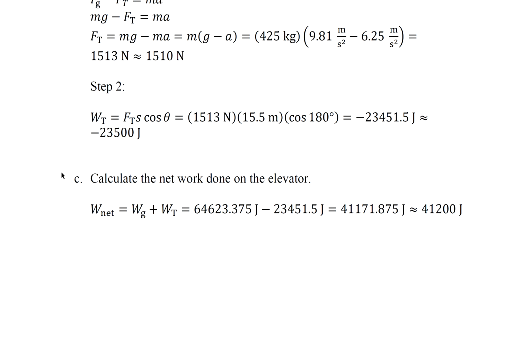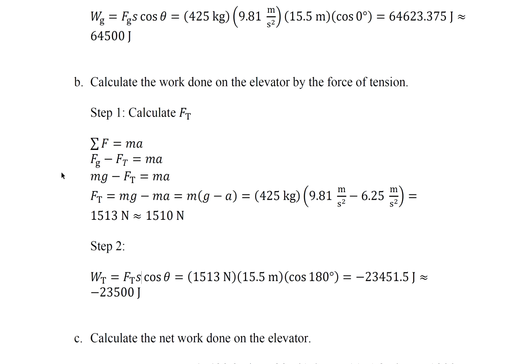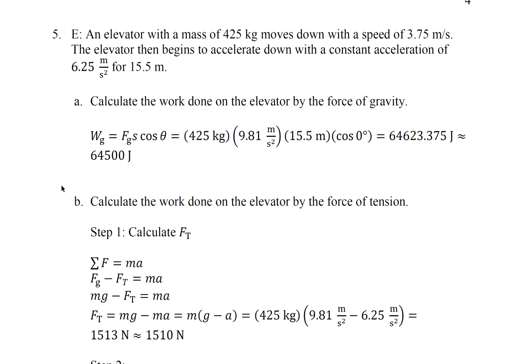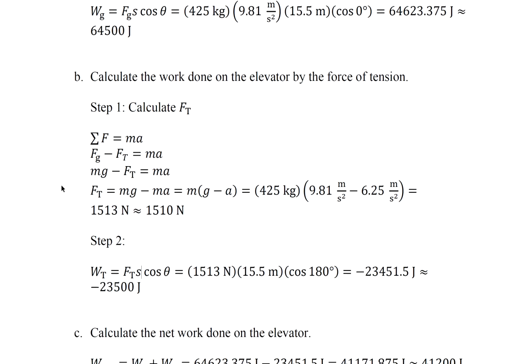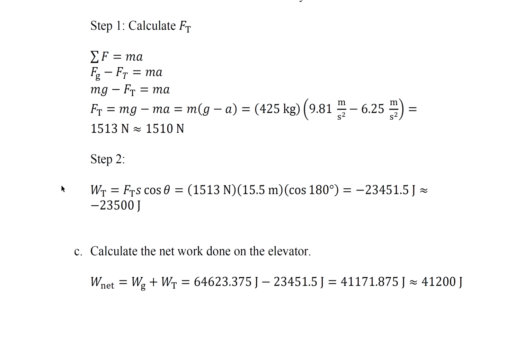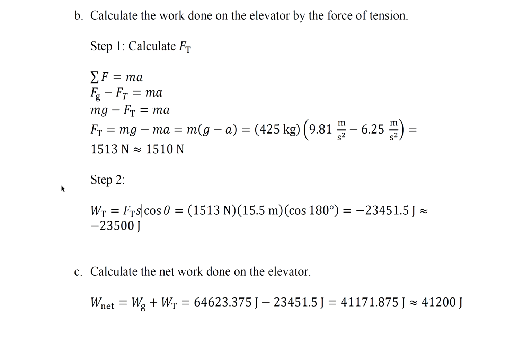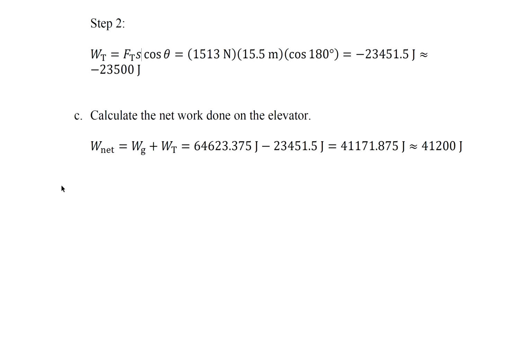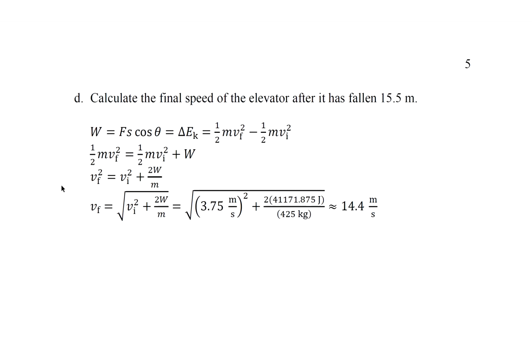Part C, calculate the net work done on the elevator. Well, that's just going to be part A subtracted by part B. Part D, calculate the final speed of the elevator after it has fallen 15.5 meters. So we're going to use the equation work is equal to F s cosine theta equals the change in kinetic energy. And solve for V final.